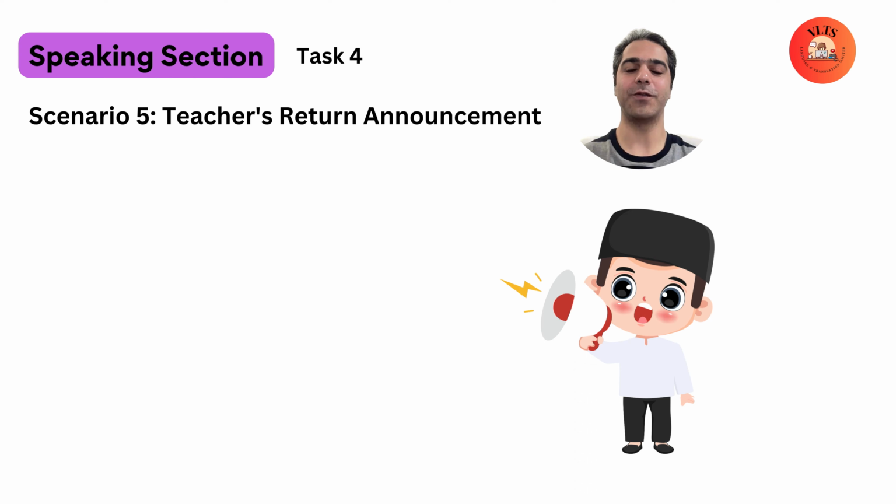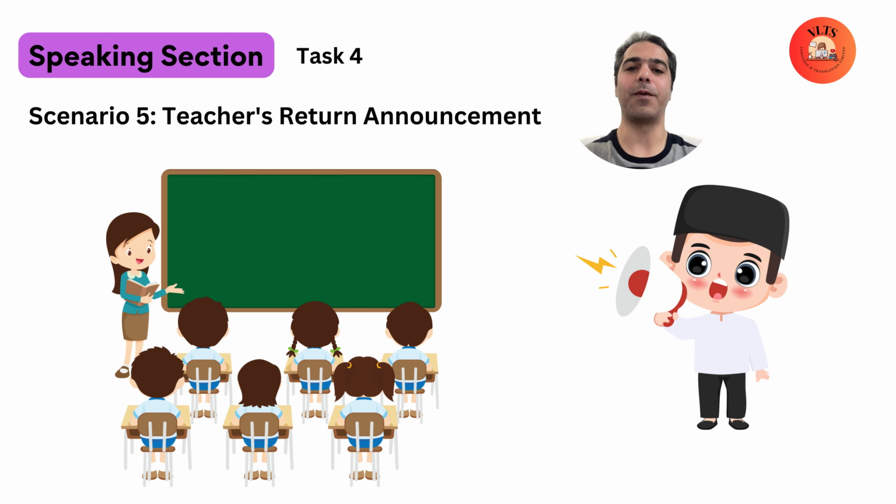Scenario 5, teacher's return announcement. Finally, the classroom door could open. Perhaps another student announces the teacher's return soon, prompting everyone to scramble to their seats.